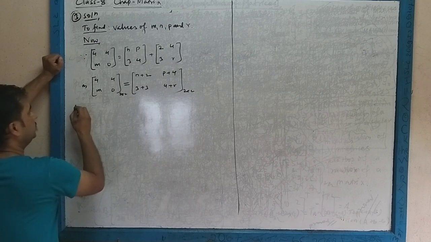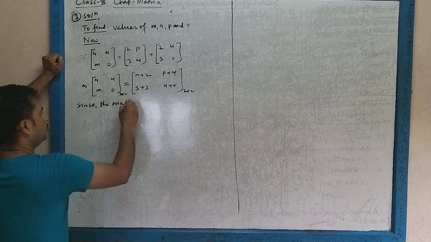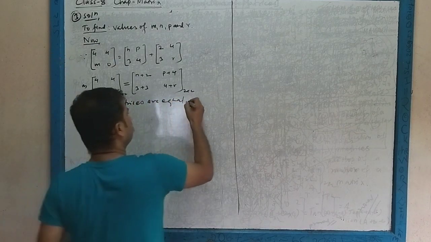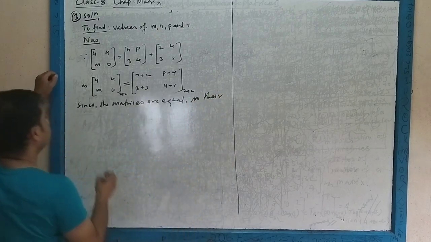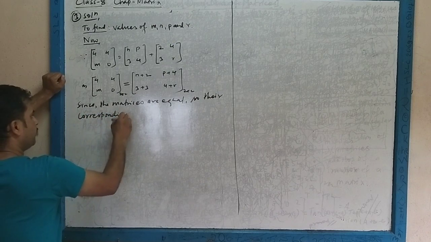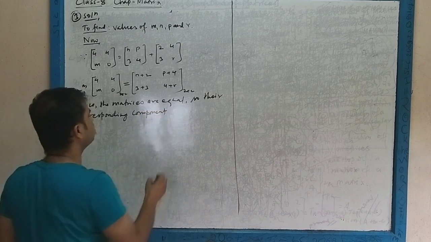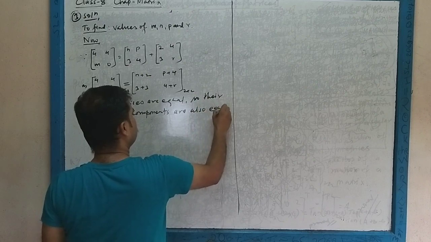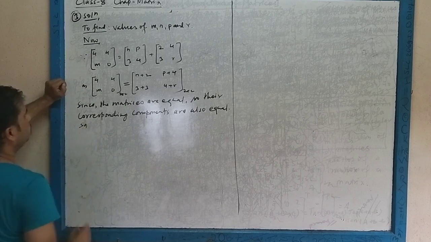So you write here, since the matrices are equal, so their corresponding components are also equal. So let's equate.